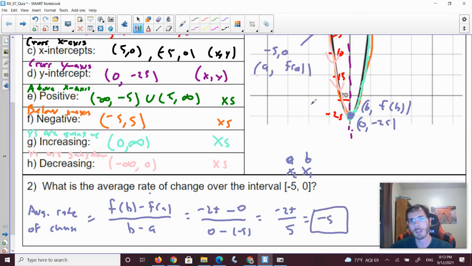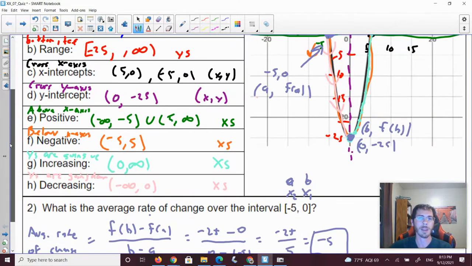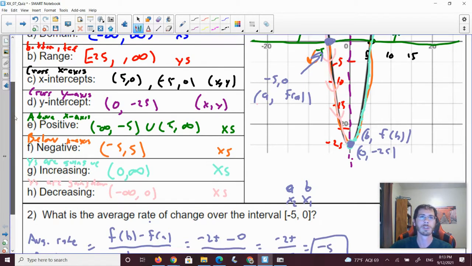Now we want to make sure it makes sense. So let's just double check. First of all, it's a negative. And that makes sense because it's in the section where it's decreasing. So we're going down as we go from the first point to the second point. So that makes sense.